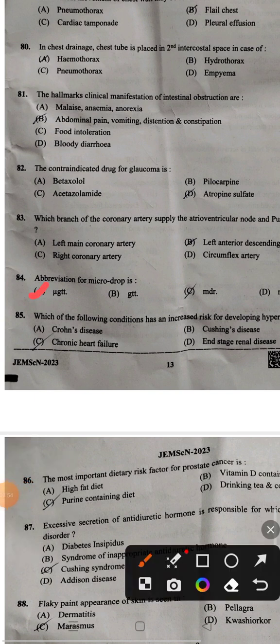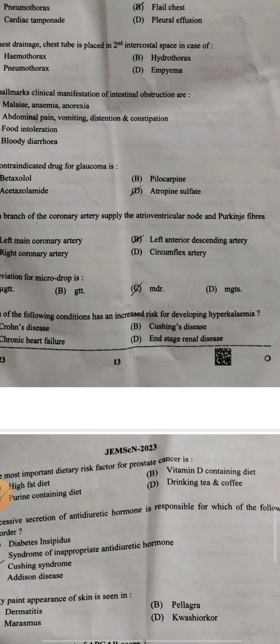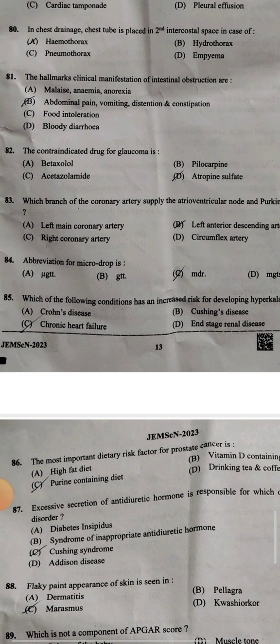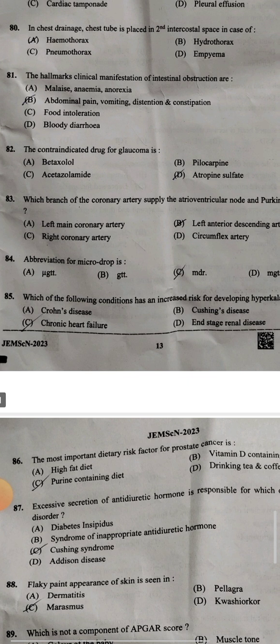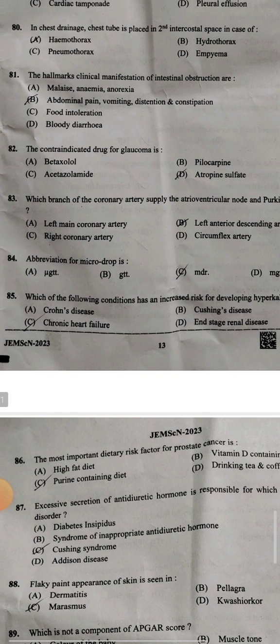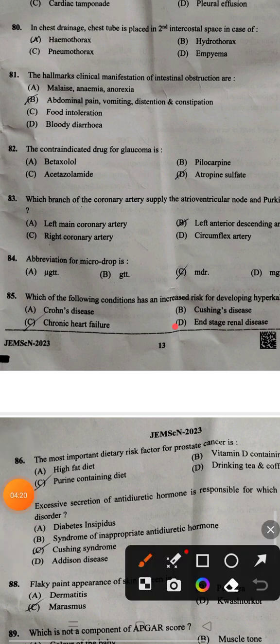Question number 85. Which of the following conditions has an increased risk of developing hyperkalemia? Option A Crohn's disease, option B Cushing disease, option C chronic heart failure, option D end-stage renal disease. We know hyperkalemia occurs when CKD, chronic kidney disease, is present. The right answer is option D, end-stage renal disease.